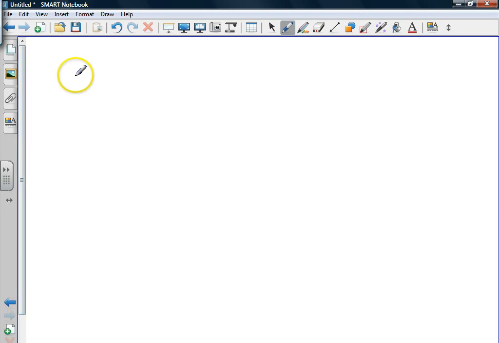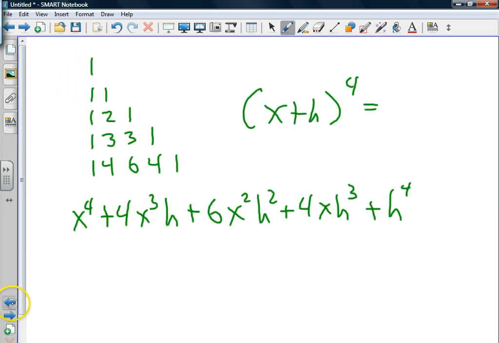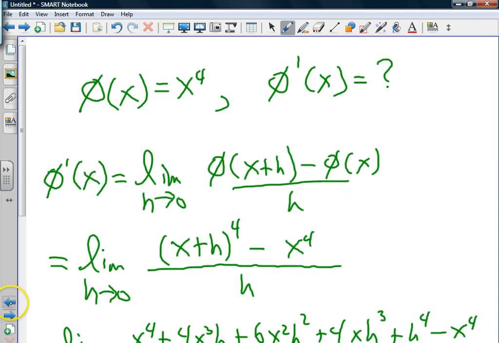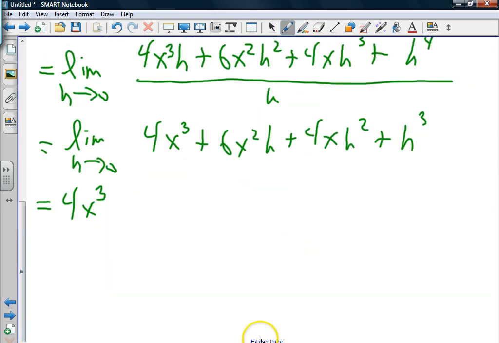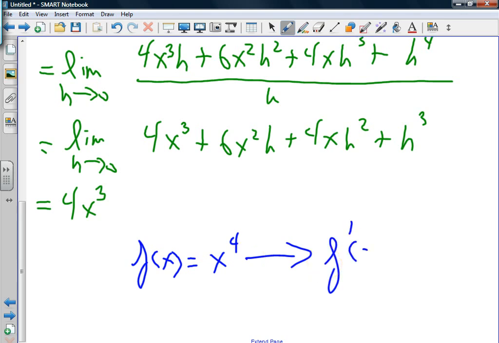Let's try again. All right, but wait. Did I summarize it? I didn't summarize it. Let me summarize what we got. So if f of x is x to the fourth, that implies that f prime of x is 4x cubed.